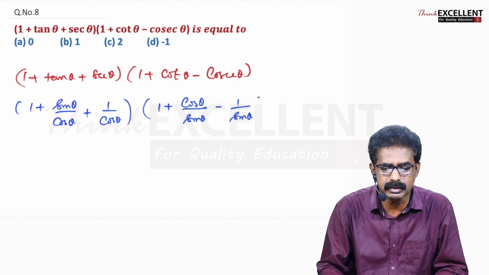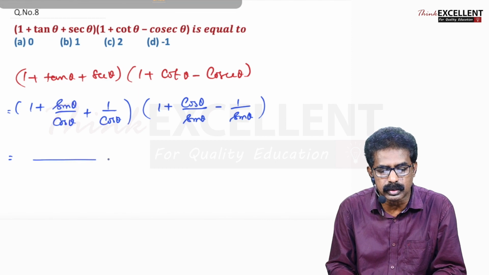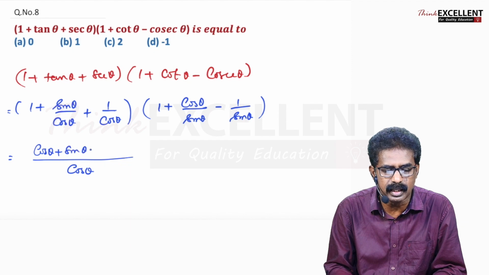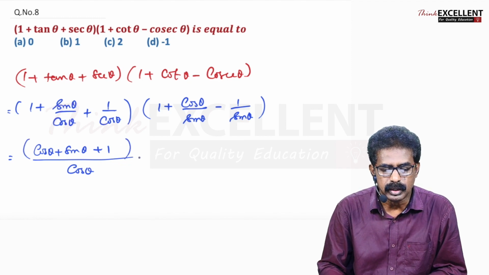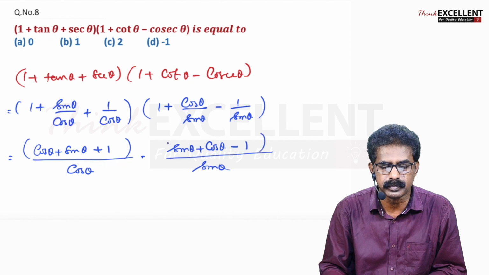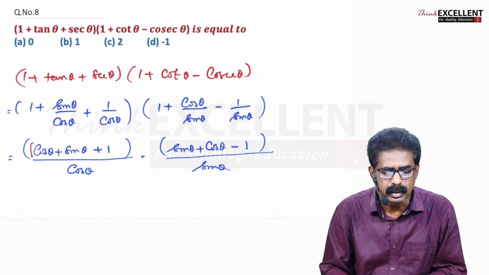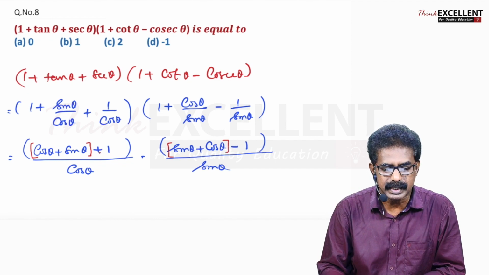In the first bracket, you take LCM, it is cos theta, because in both denominators cos theta is there. So you will get cos theta plus sine theta plus 1. Into, here you take LCM, sine theta. So sine theta plus cos theta minus 1. Here I am grouping. See, these two together, you take cos theta plus sine theta, here also cos theta plus sine theta. Then here we have plus 1, here you have minus 1.